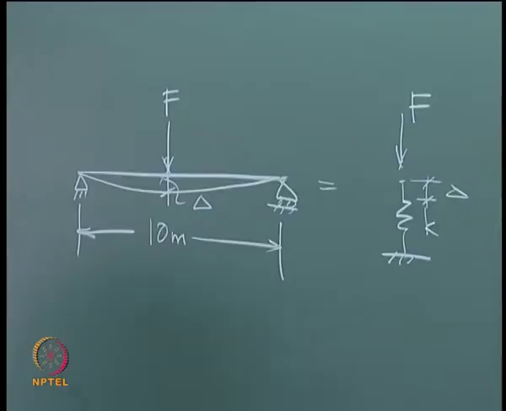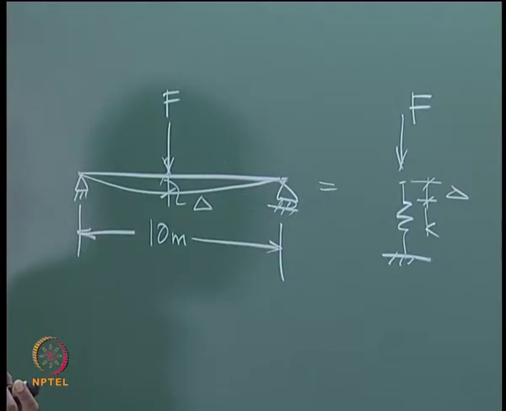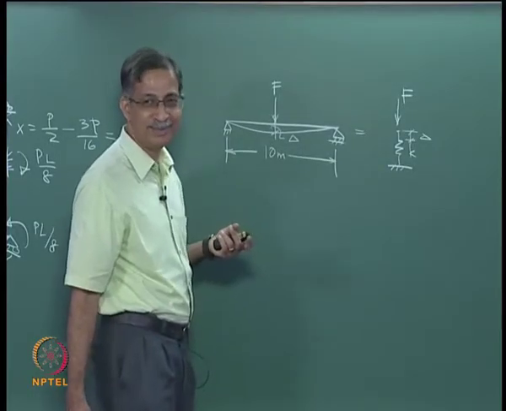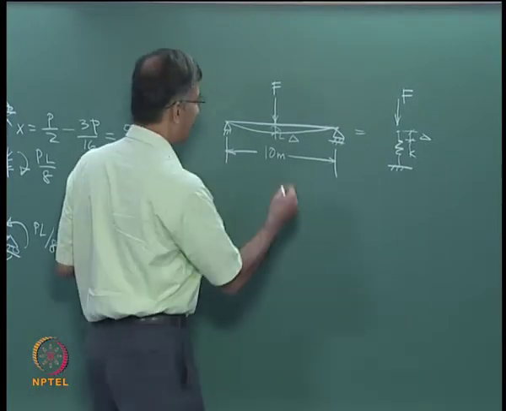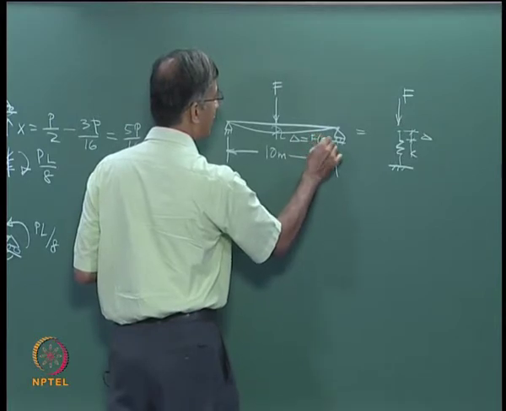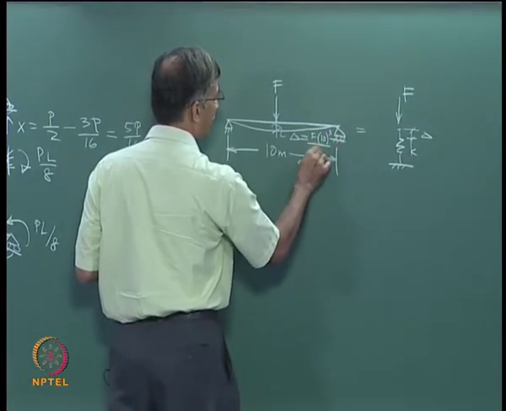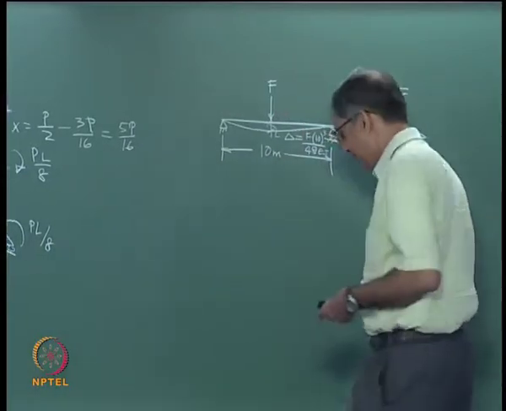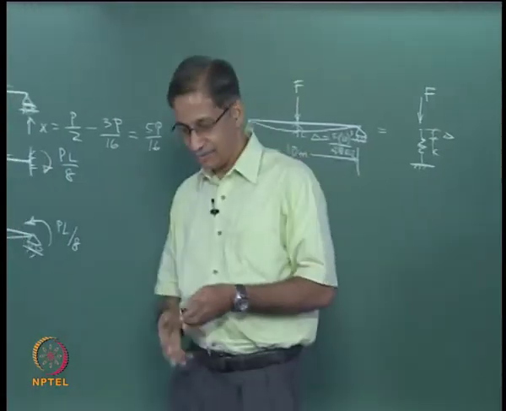You see the power in this method. So is there a formula for delta that you can easily derive? What is delta? You don't remember? That's right. So if the load is F, you should say F into 10 cube by 48, yeah, you are right. So K turns out to be F by delta, that is it.